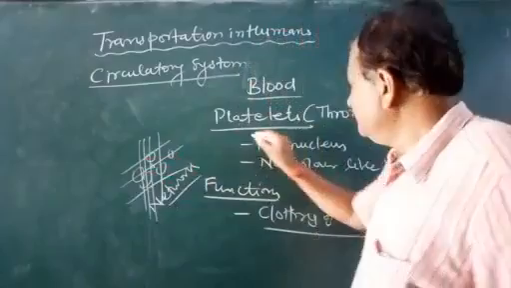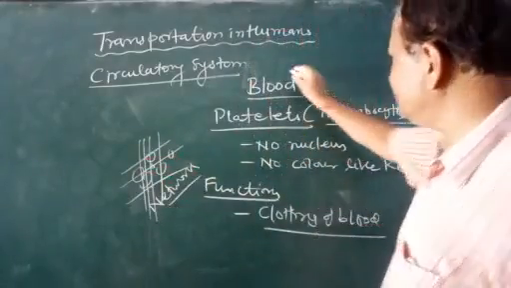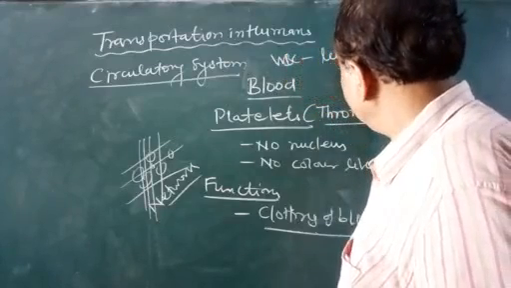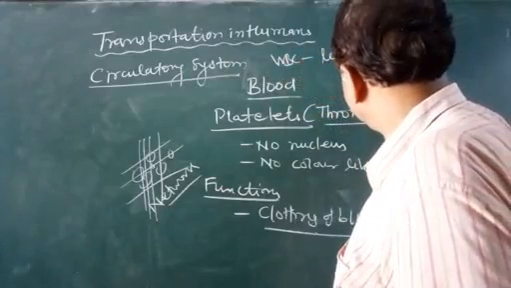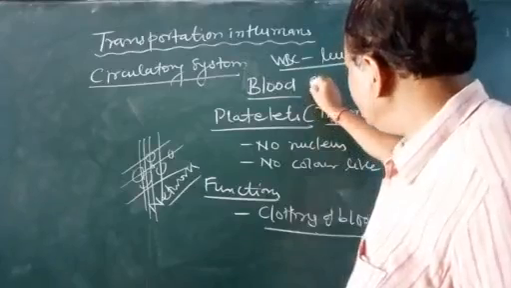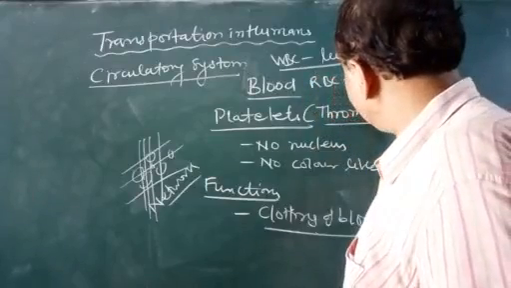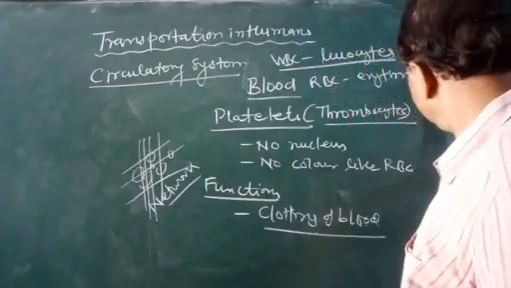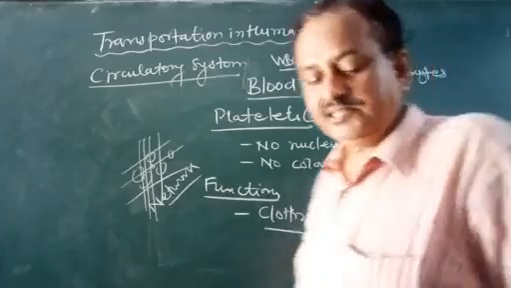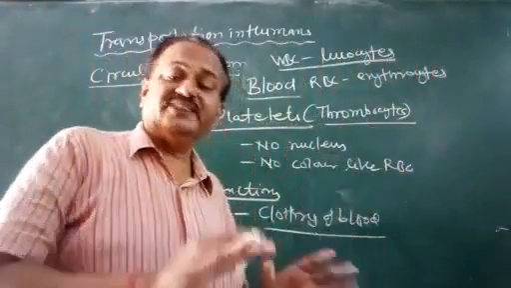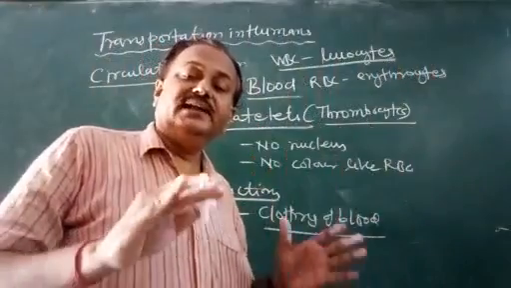So platelets are called thrombocytes. WBCs are called leukocytes. RBCs are called erythrocytes. So this is the complete explanation about the blood and the blood vessels.